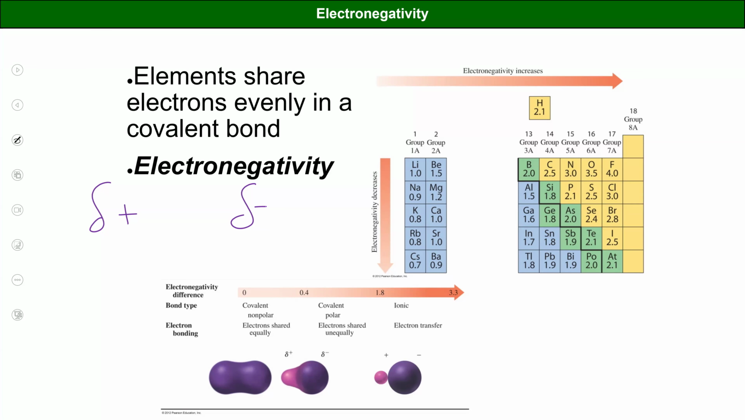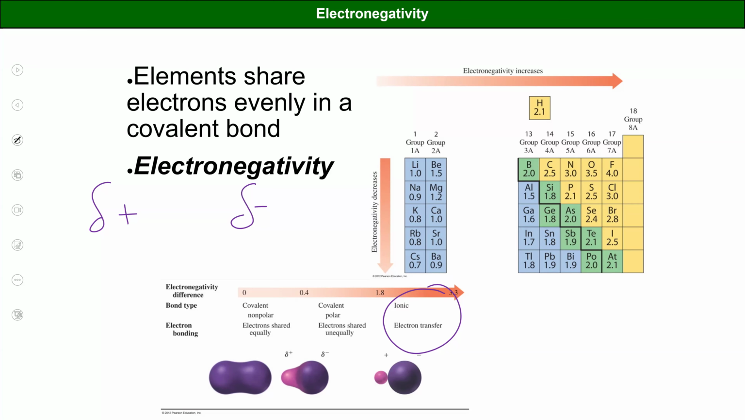Then if you have a large enough difference in electronegativity, it's not a covalent bond at all anymore. Once you get above a certain threshold, you actually get an ionic bond. And so that's what dictates our difference between metals and nonmetals on the periodic table: the more electronegative something is, the more of a nonmetal it is, the better it is at pulling electrons towards itself.